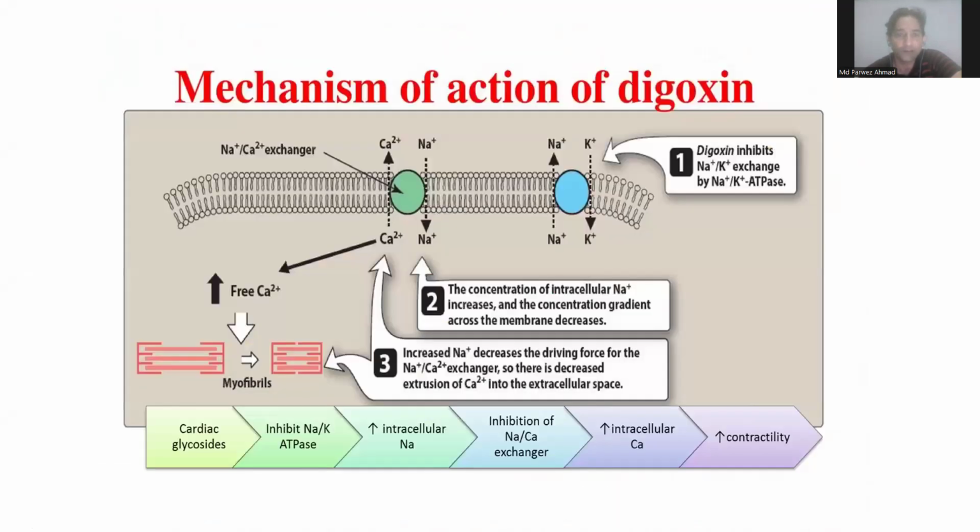Now move to the next slide, in an easy way. See here, cardiac glycosides, that is digoxin, digitoxin or digitalis, inhibit the sodium potassium ATPase enzyme. After the inhibition of this enzyme, this channel increases the concentration of sodium inside the cell. That is, it increases the intracellular sodium, which inhibits the sodium calcium exchanger, and finally increases the level of calcium inside the cell. Now the contraction occurs. So this is the mechanism of action of digitalis.